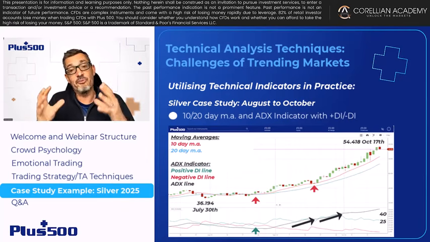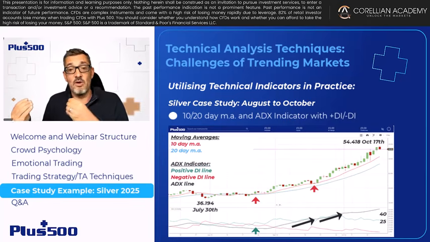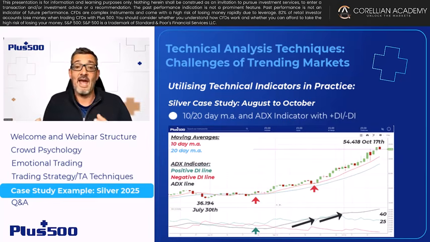Now, this is just a brief illustration for you to visualize how these technical indicators can be used in practice, and you may want to consider using them on the live Plus500 demo system to gain more experience in how they could assist your trading.